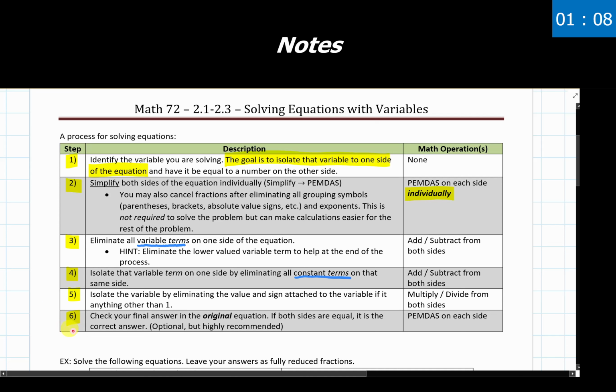And after this, we do have an optional step showing up here, but we can check our final answer in the original equation. We plug that back into the original thing that's been given to us, and then we simplify each side individually, applying PEMDAS in that regard. If both sides are equal to one another, then it is indeed the correct answer, and we can walk away from this knowing, hey, 100%, we're going to get full points on this thing, we're good to go.